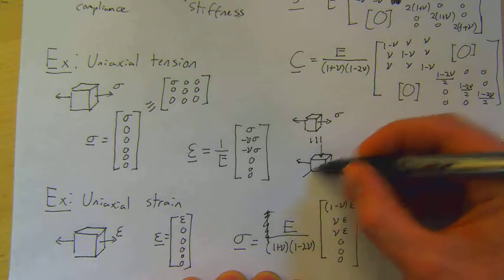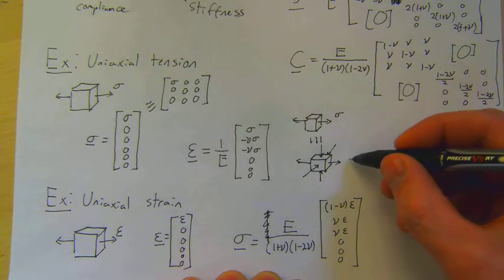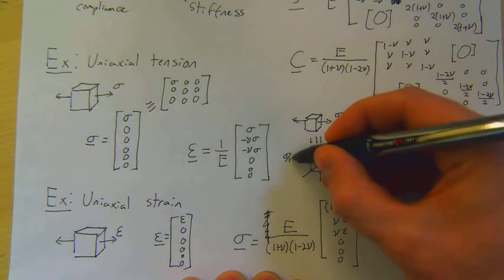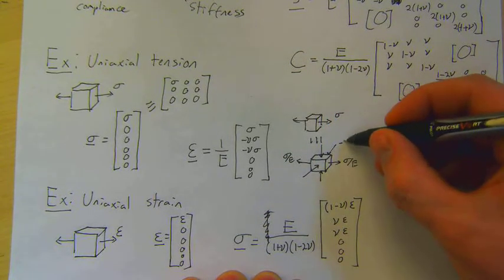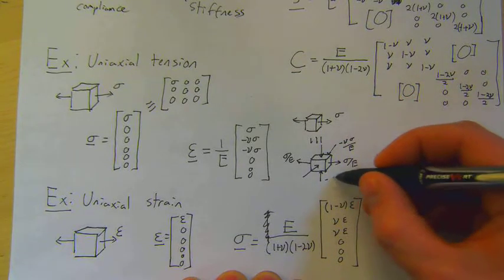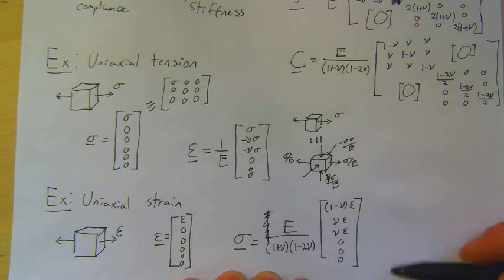So this turns into our sigma over E and minus nu sigma over E. So it contracts in. For uniaxial strain, nu over E, or for uniaxial stress, you get a Poisson's ratio contraction.